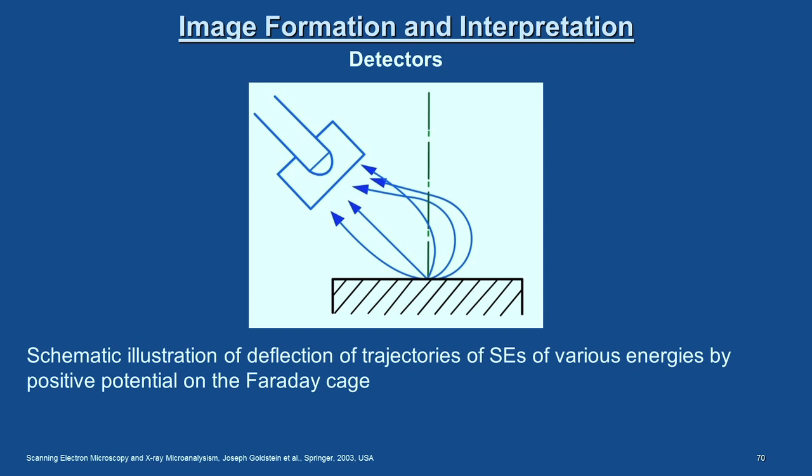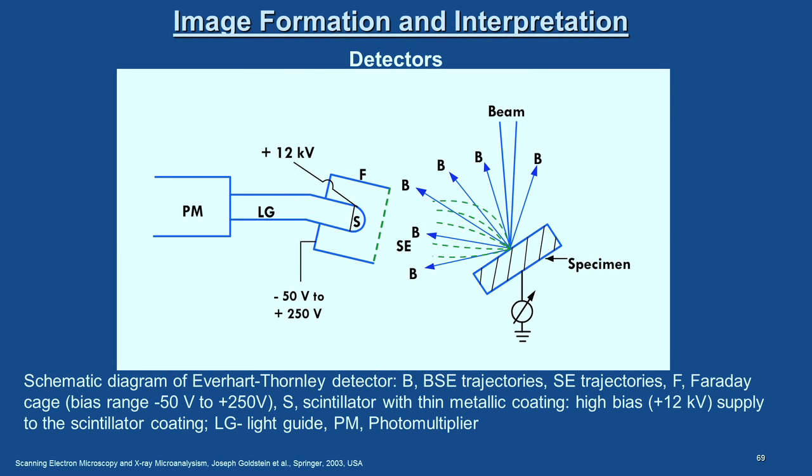You can go back and see one more important point. You see that the backscattered electron trajectories are quite straight lines, just to indicate that they are high energy electrons as compared to secondary electrons.